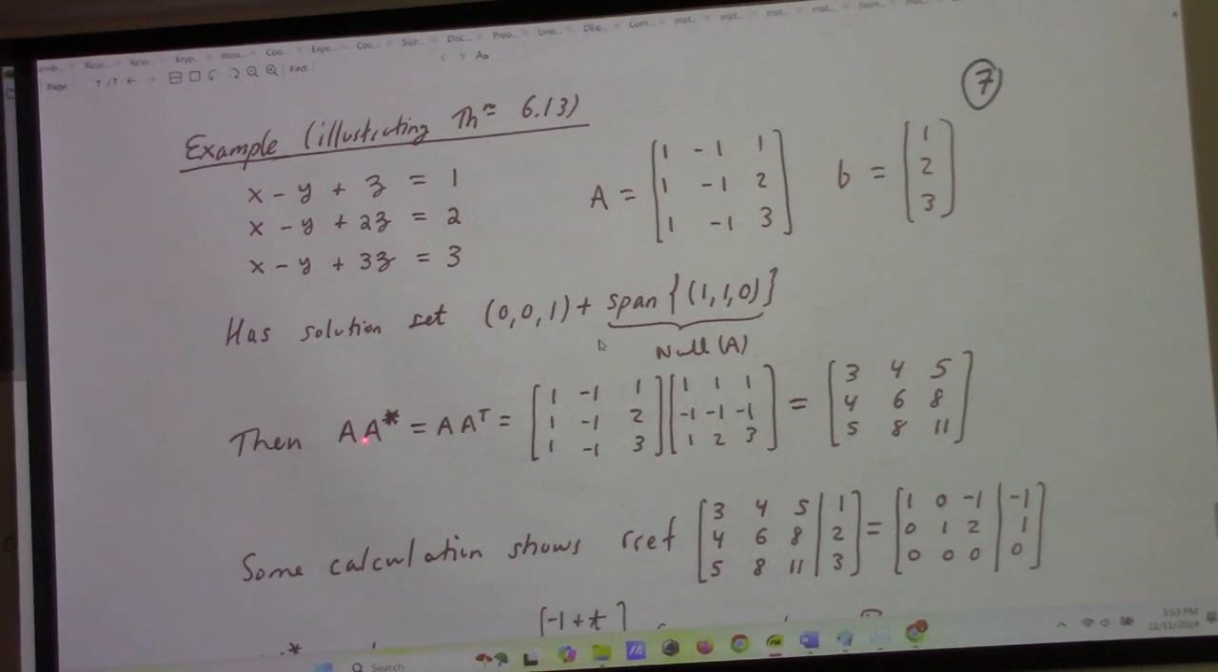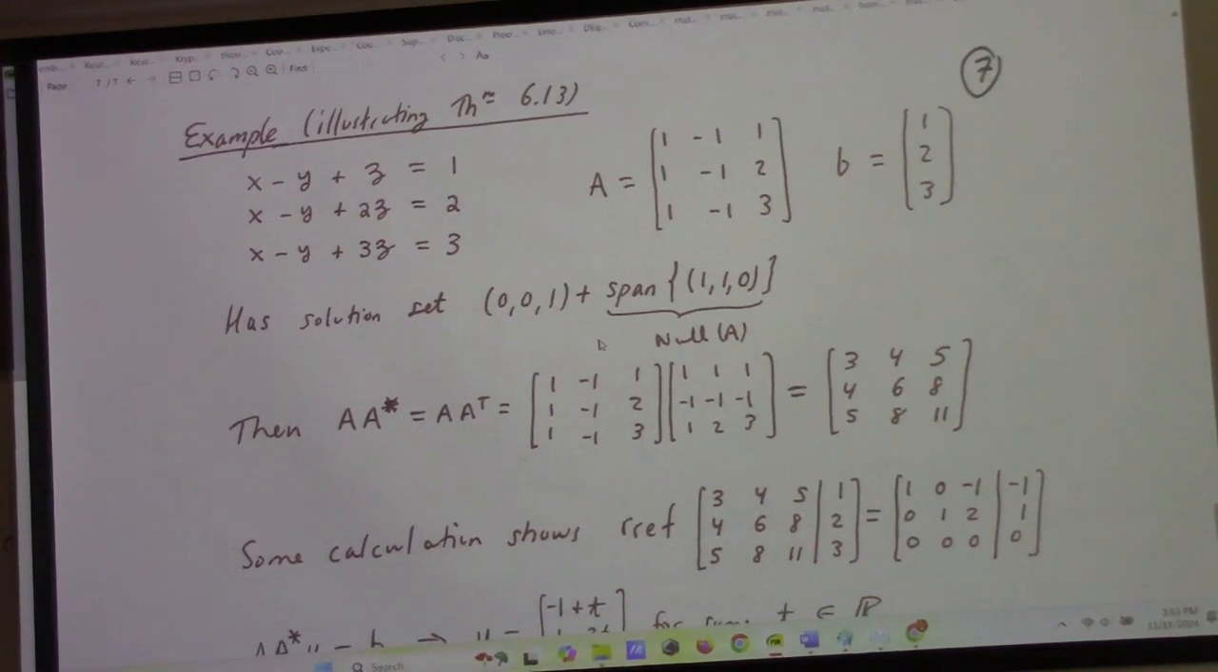If you calculate AA star, which in this case is just A A transpose, you get this really cool matrix: 3, 4, 5, 4, 6, 8, 5, 8, 11. And a calculation, which I'm not going to show, shows you that the reduced echelon form of this matrix works out to such. So the normal equations have this as a solution.